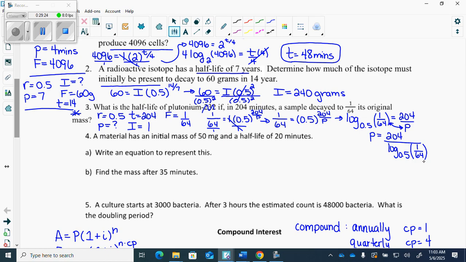So let's type that in. If you have a fraction button, you should use it. You should get P equals 34 minutes.